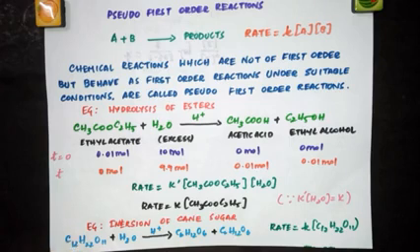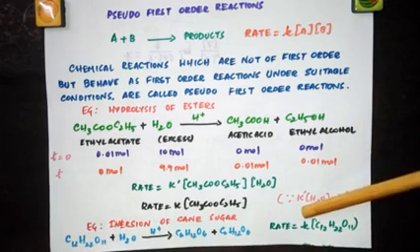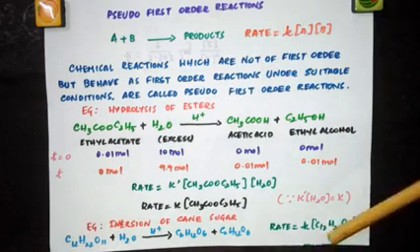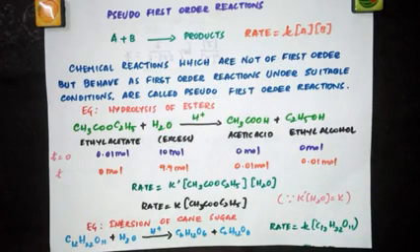One more example is inversion of cane sugar. See, C12H22O11, which is sucrose, reacts with excess water in the presence of H+, giving you glucose and fructose. So rate is equal to K into the concentration of C12H22O11. So this is a pseudo first order reaction.